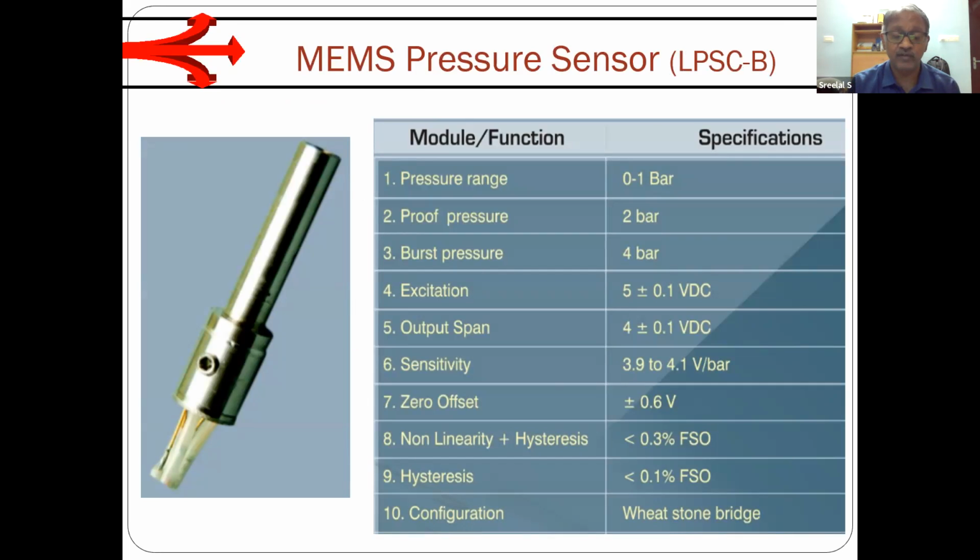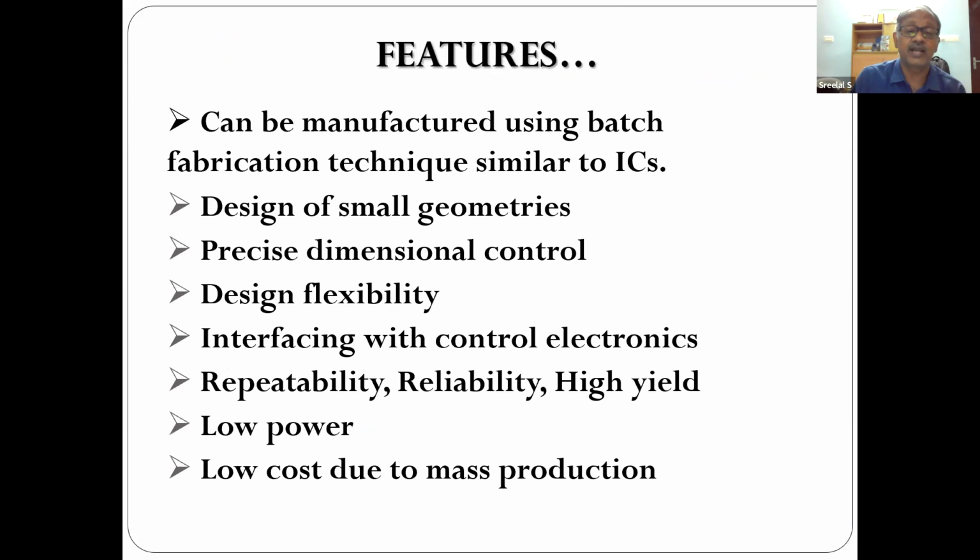So basically what we have to see here is that it is a MEMS pressure sensor along with electronics integrated into a small capsule, as we can see here. So this is basically a sensor and an electronics integrated together. So the advantage of using such techniques or technologies is that batch fabrication can be used similar to that of ICs, which will help us to reduce the cost.